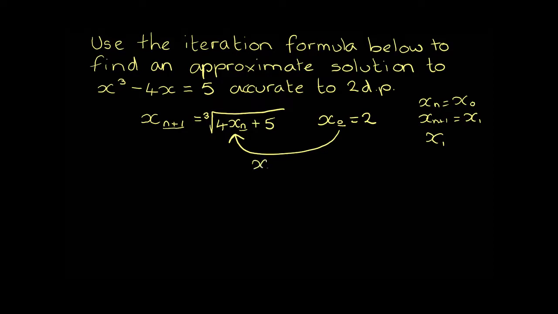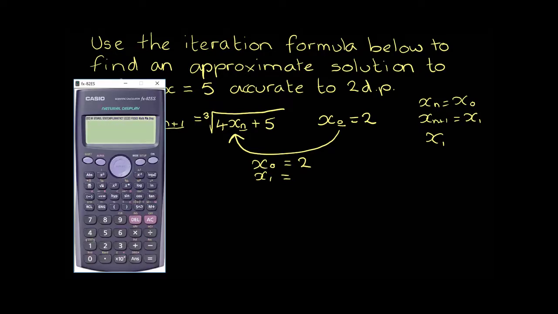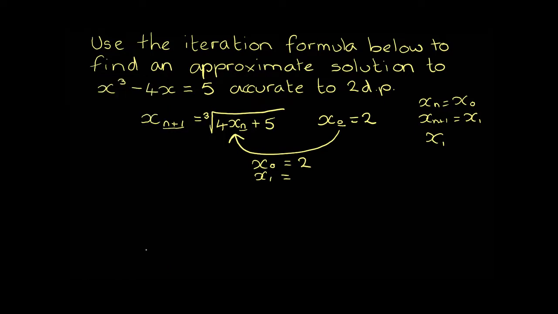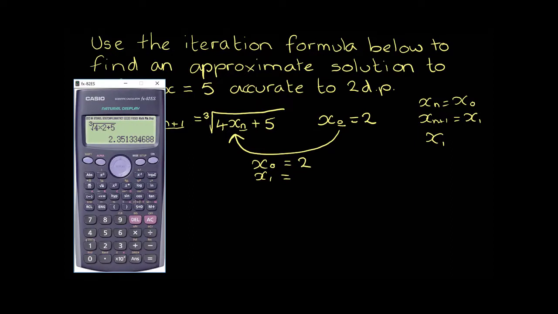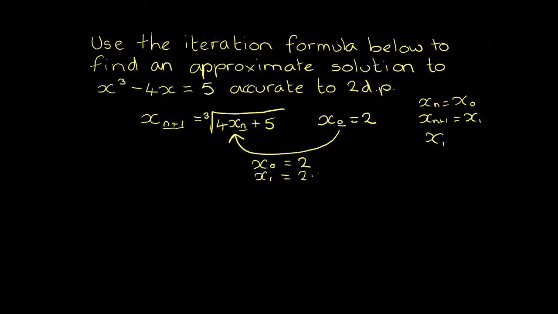So we've got x0 equals 2. We're now going to find out what x1 is with the aid of a calculator. So we want the cube root, so we need to shift to get that, and then inside there we want 4 times 2, in this case x0, plus 5. Let's find out what that gives us. So that gives us 2.35133. I'm going to write down 2.35133. You want to write quite a lot of it down as you go along.